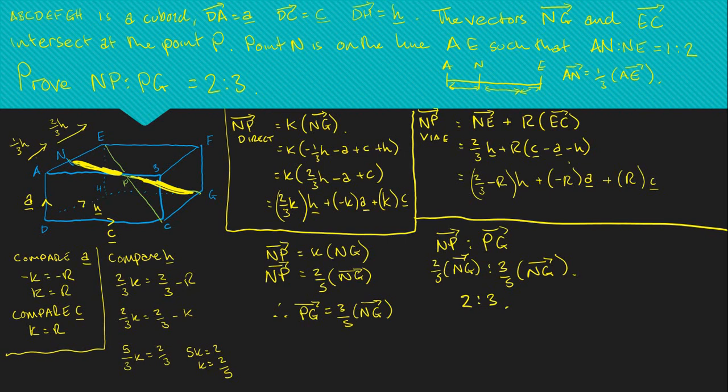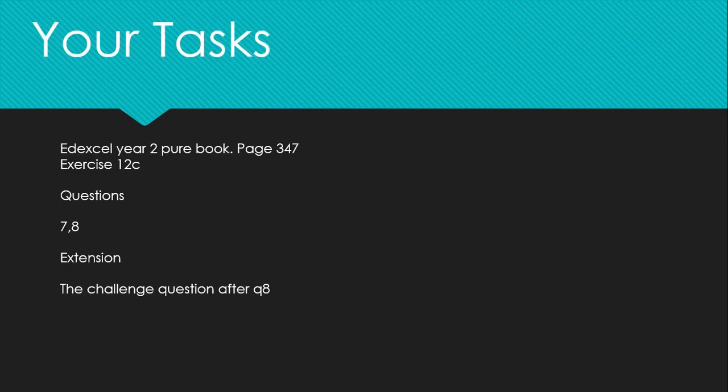Now it is challenging, it is difficult, but make sure you look at this video not just once, maybe twice, maybe three times to try to get your head around it if you can. Now your tasks are exercise 12C, page 347, questions 7 and 8. There's also a nice example in the book that I haven't used, which you can have a little look at as well. The extension is the challenge question, which is just after question 8. It's difficult, it's not easy. There might also be some more of these to practice in the mixed exercise, so take a little look at them. But best of luck.